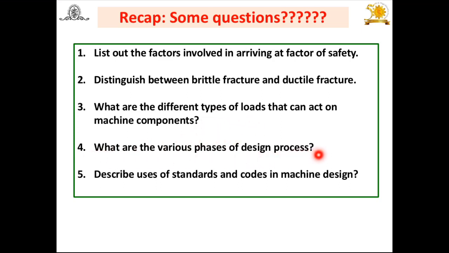What are the various phases of design process? The market survey is the first step, then second step problem statement, third step synthesis, fourth step analysis. In analysis, design of individual component, then geometric dimensions, and finally configuration or production drawing. Then uses of standards. Standards means sets of specifications. Codes means rules and regulations to design, process, testing. And standards also take into account safety and other aspects, interchangeability.